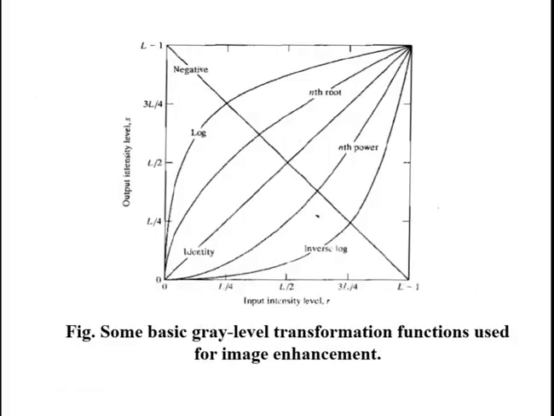The graph shows some basic gray level transformation functions used for image enhancement. Reversing the intensity levels of an image in this manner produces the equivalent of a photographic negative. This type of processing is particularly suitable for enhancing white or gray detail embedded in a dark region of an image, especially when the black areas are dominant in size. The figure shows the basic intensity transform functions. All the curves were scaled to fit in the range shown.